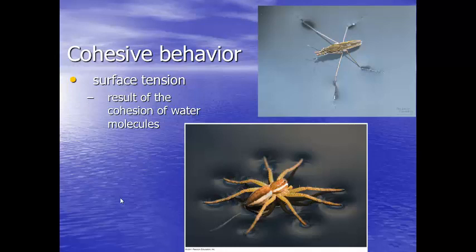It's really hard to break the surface of water because all those water molecules are held together by those hydrogen bonds. You can see that some organisms like this water strider and this spider here are able to walk on the top of water because they don't break water surface tension.